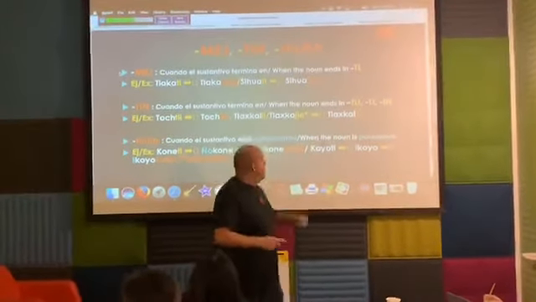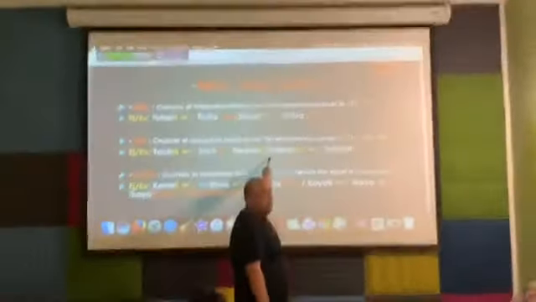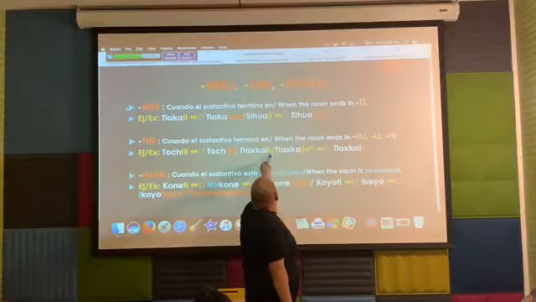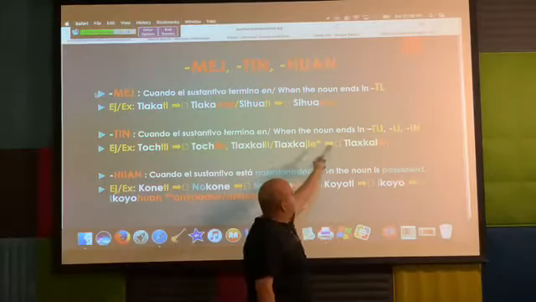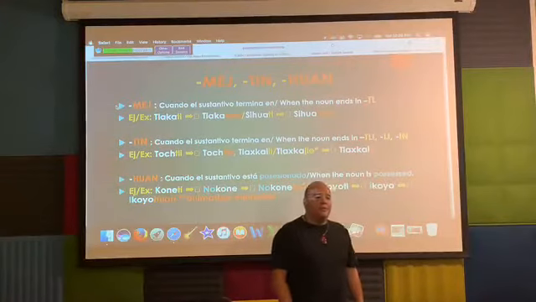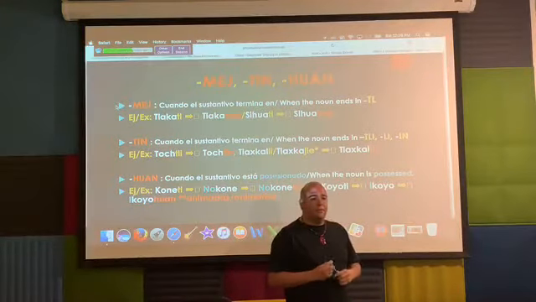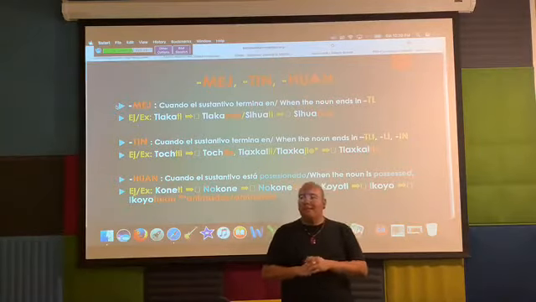Are you talking about the plural or the singular? Oh, that's singular. These refer to the endings of suffixes in the singular, and when you pluralize it, it becomes tin. So tlaxcaltin is the plural of tlaxcalli or tlaxcahle. Both words work. Question?